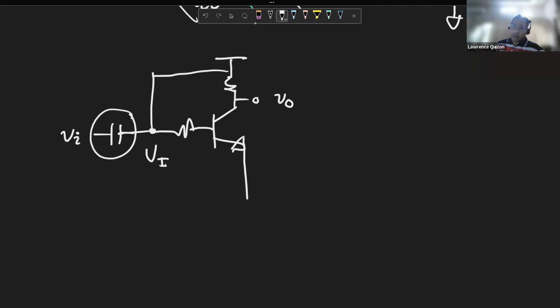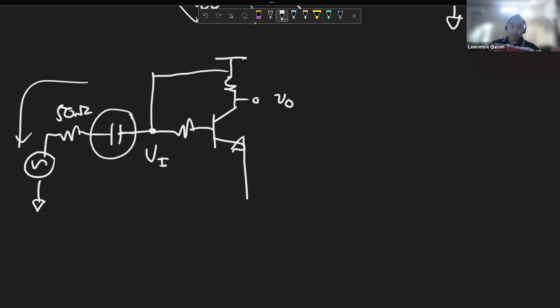The capacitor will prevent the input, which could be from, I don't know, a SIGGEN, no? What could SIGGEN do? SIGGEN could screw this up big time, because SIGGEN has about a 50 ohm output resistance, right? So it could screw this circuit up big time. It would also give a path to ground.